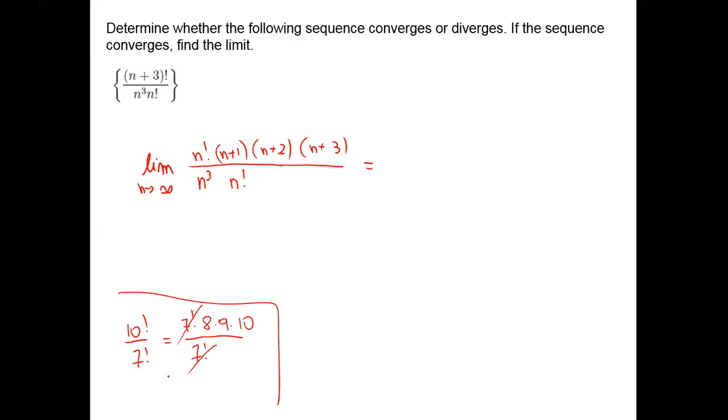And of course, we can cancel out the factorials. And now I see that my limit at infinity is just the ratio of n cubed. And if I distribute everything, I also have n cubed as a leading function. Both of them have coefficient 1. It converges to 1.